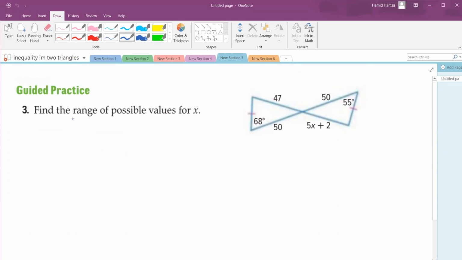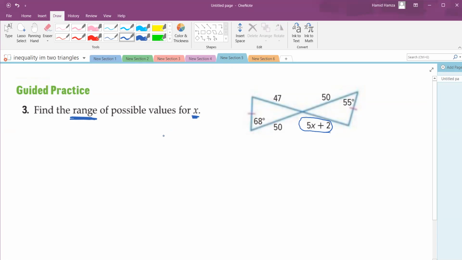Same question. So we wanted to find range. So where is the letter x, side or angle? X is on a side, yes, very good. So this one. So I compare this side with what side? With this one or this one or this one?